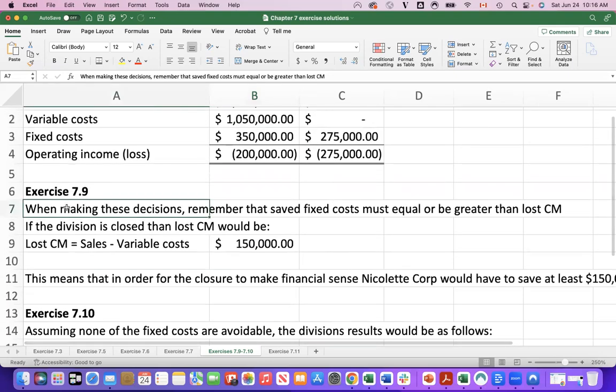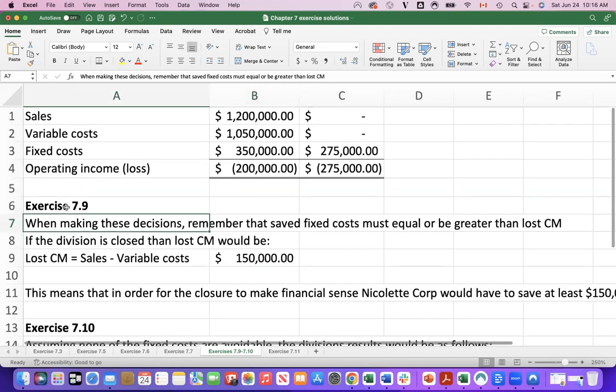Again, it goes back to this statement here. Compare the fixed cost you would save by closing a division versus the contribution margin you're giving up. If the savings is greater than the contribution margin you're giving up, then from a financial standpoint, it makes sense to close the division. Otherwise, keep it open and your losses will not be hurt as much.